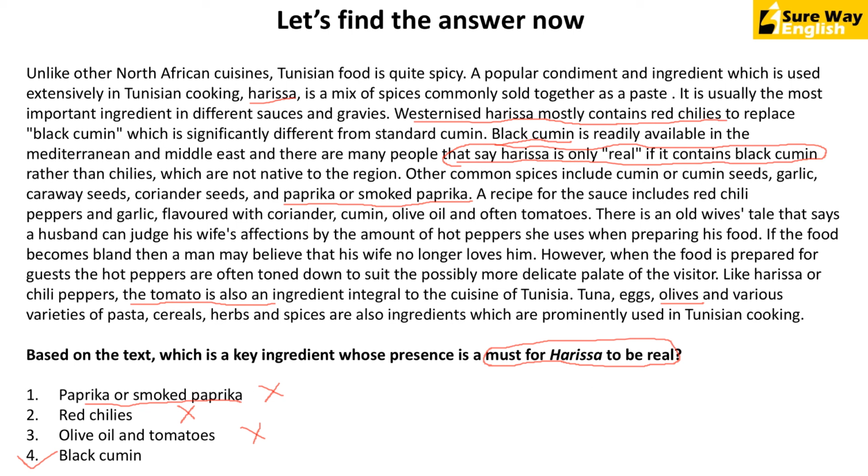So now, we have ruled out the wrong options, we have made sure that this is correct, and that's why we can submit our answer now. It is black cumin.